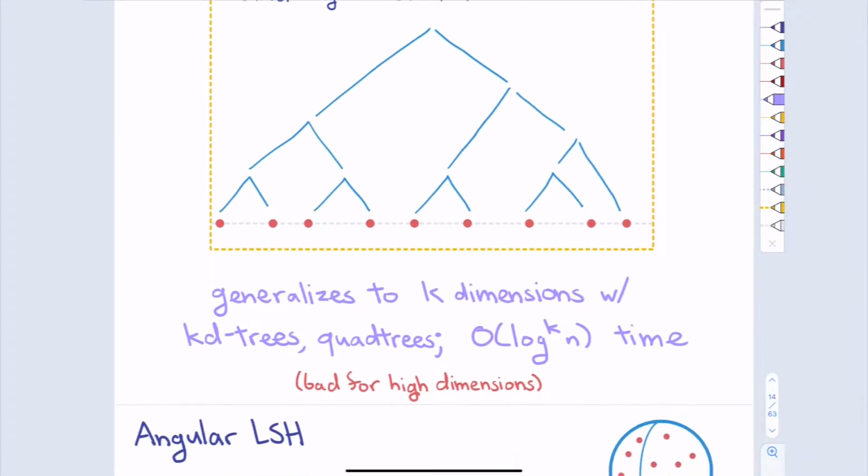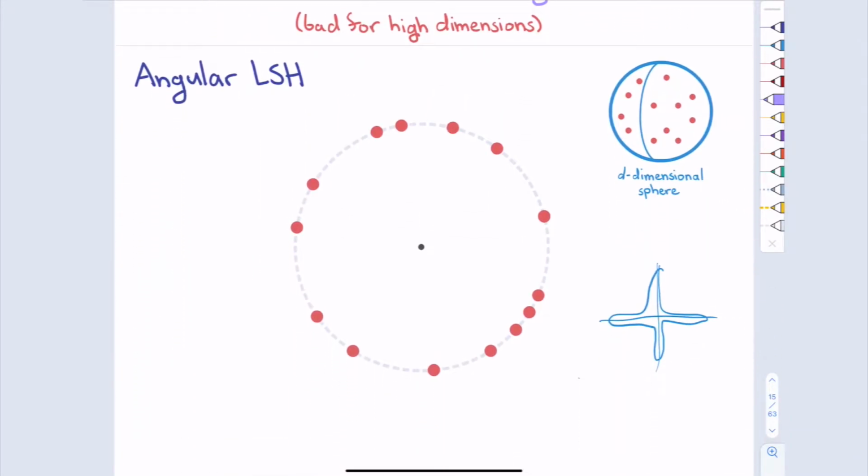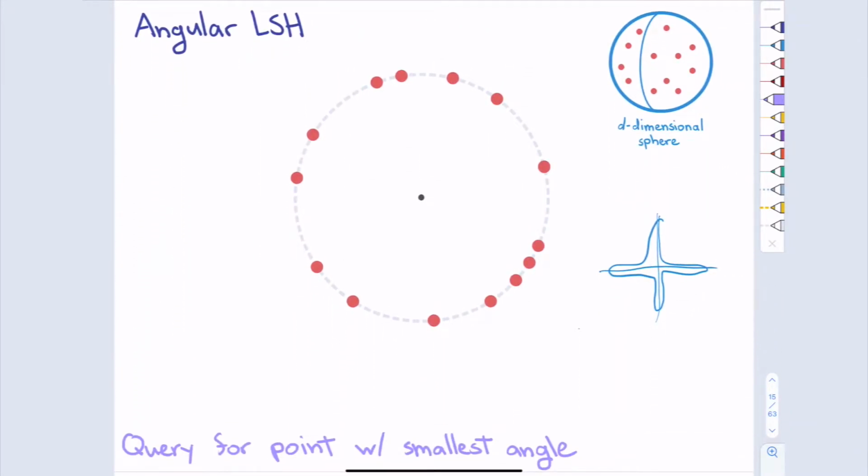All right, so we'll start with angular approximate nearest neighbors and angular locality-sensitive hashing. One thing to keep in mind is that we're really thinking about points on a high-dimensional sphere. For lack of imagination, this picture would be a 1-dimensional or 2-dimensional sphere, but what makes the problem harder and more interesting is the fact that it's in high dimensions. So don't let that picture fool you too much.